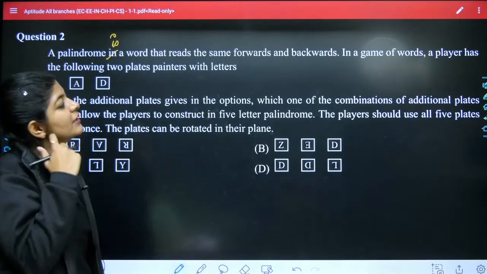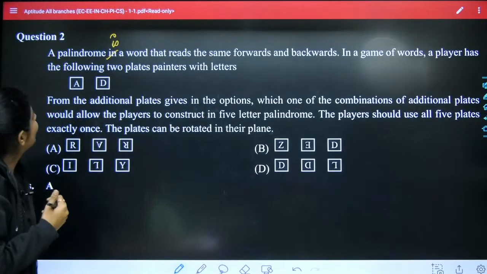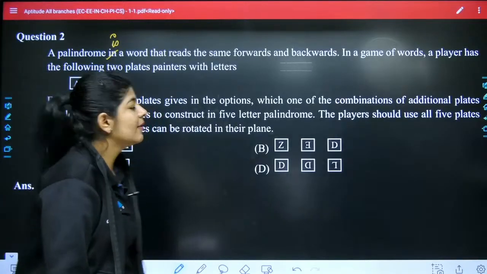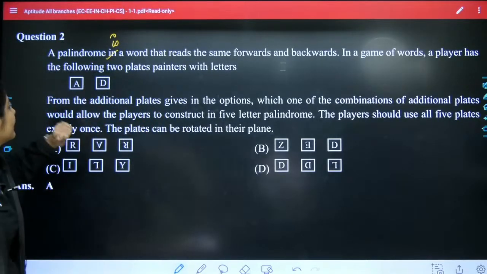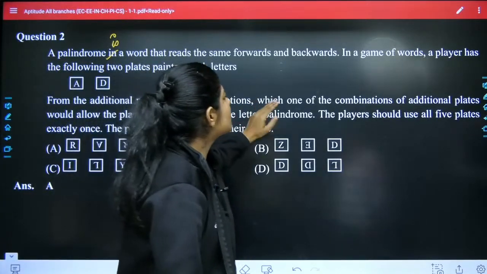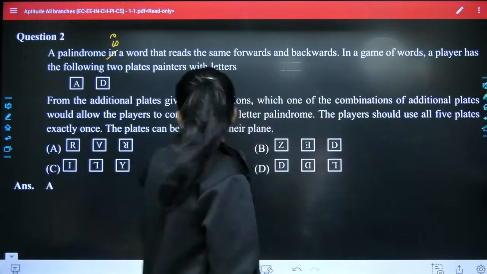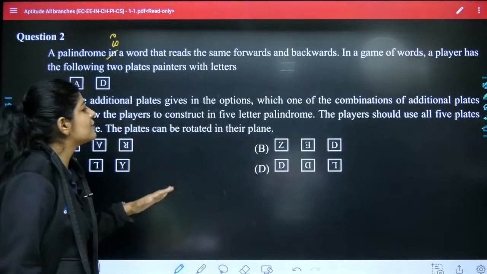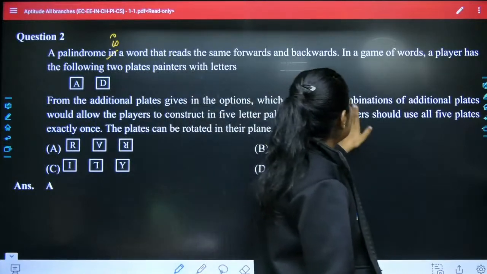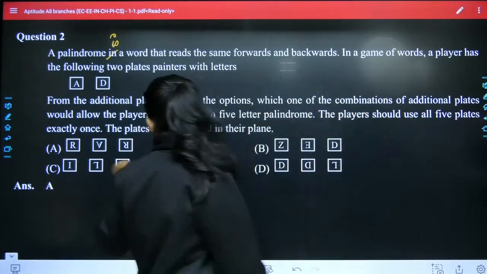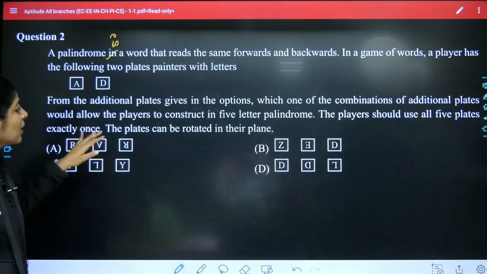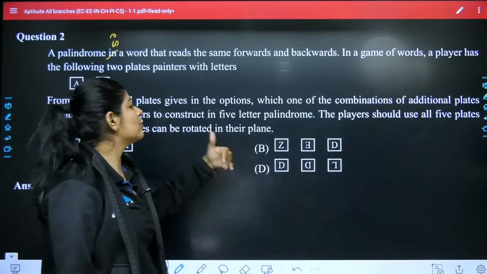In a game of words, a player has the following two plates with the letters A and D. From the additional plates given in the options, which combination of additional plates would allow the player to construct a 5 letter palindrome? The player should use all 5 plates exactly once. They can use each plate only one time. The plates can be rotated in their plane.